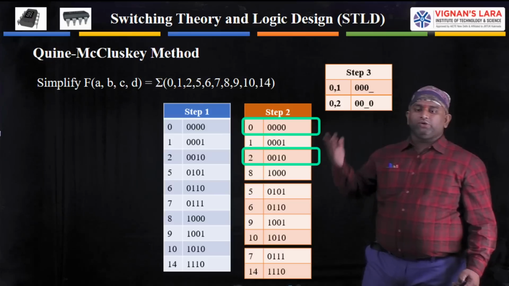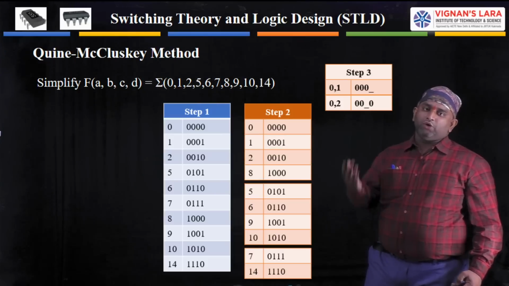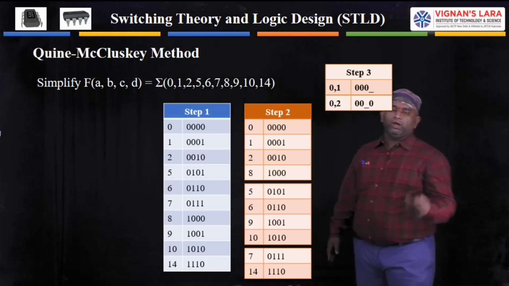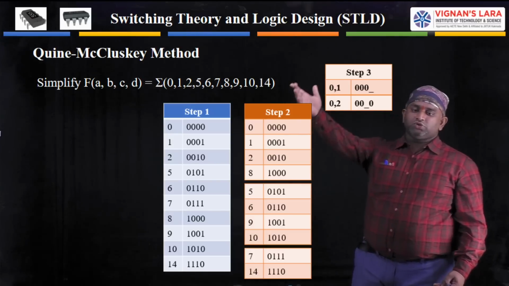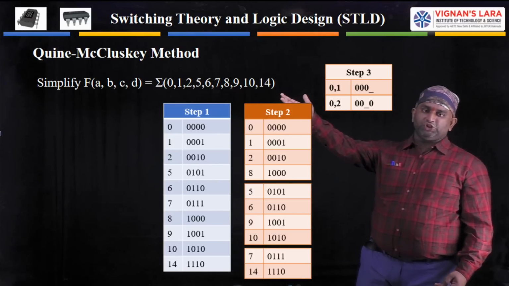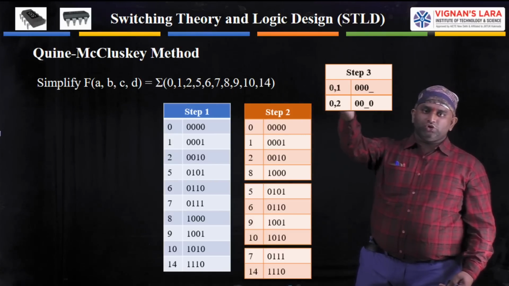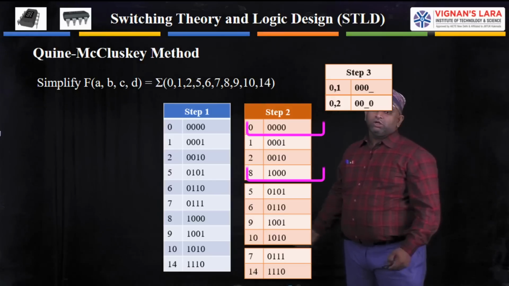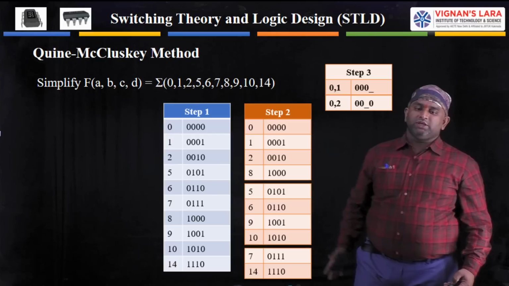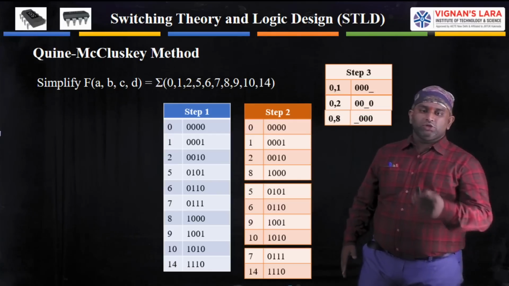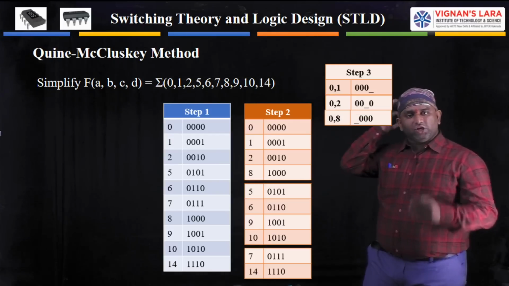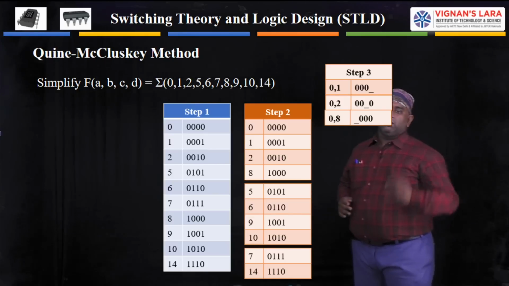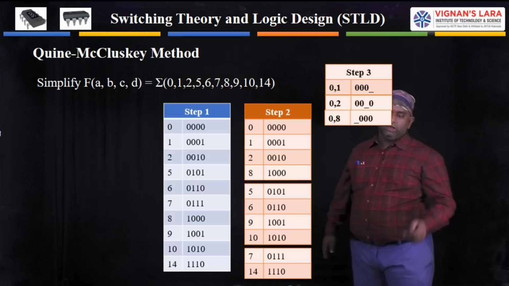Next you have to take 0, 8. So which value will you get here? Like that you have to do. From 0, 8, the first bit is differentiating, so dash, 0, 0, 0. The first bit is dash and the next bits are 0, 0, 0. Right? So you have to write down those combinations. Like that you have to form this third step.